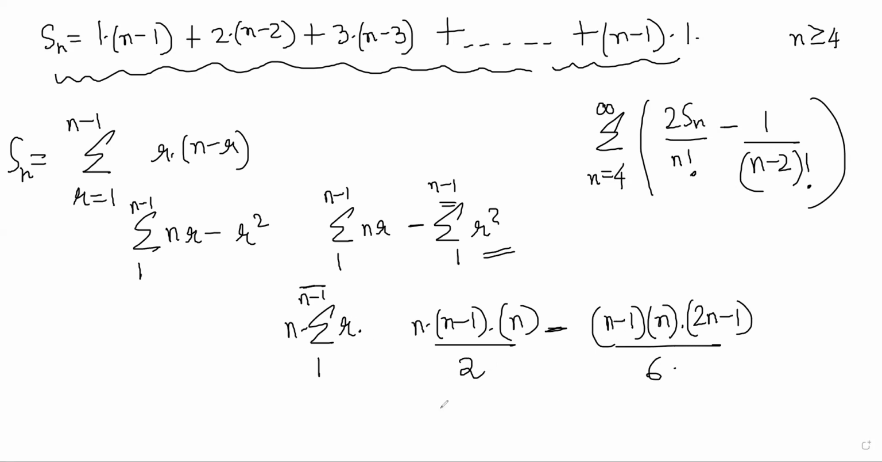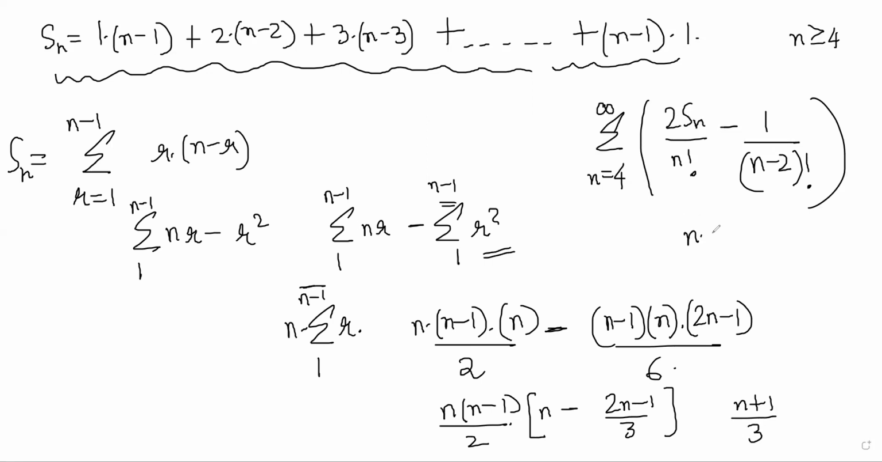You simplify the summation a little bit by taking n into n minus 1 by 2 common. You will be left with n into n minus 1 by 2 common, so it will be 2n minus 1 by 3. So it will be 3n minus 2n, so n plus 1 by 3, right? So the thing is n into n square minus 1 by 6. That is my Sn.